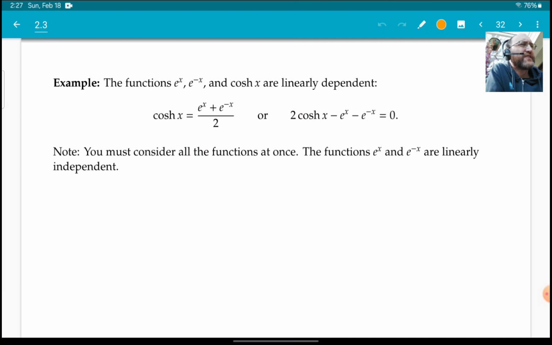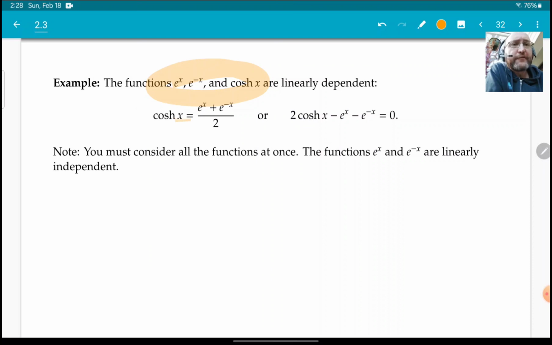All right. So now you must consider all the functions at once. You cannot just consider some subset because, for example, e to the x and e to the minus x are linearly independent. Actually, if you consider any two of these, either e to the x and e to the minus x, or e to the x and hyperbolic cosine of x, or e to the minus x and the hyperbolic cosine of x, all those pairs of functions are going to be linearly independent. It's the set of 3 together that is linearly dependent.